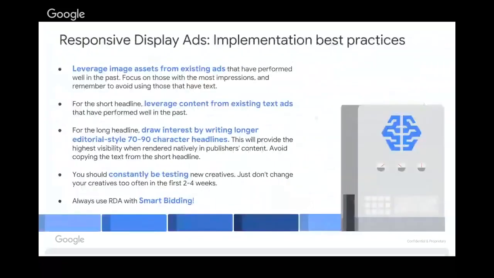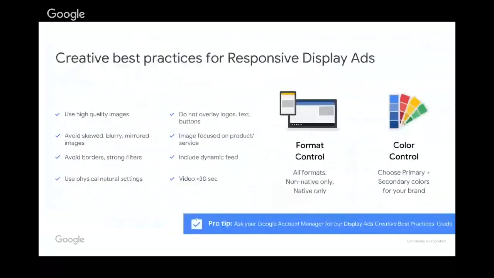Finally, in terms of controls, there's a couple of things. Again, it's automated, but there's a huge amount of things you could be doing to really control the look and feel of your creatives and make sure they're in line with your brand. You can opt in or opt out of specific formats like native ads, and you can input your primary and secondary colors to match your brand for every single ad. So that's it in terms of creative best practices.